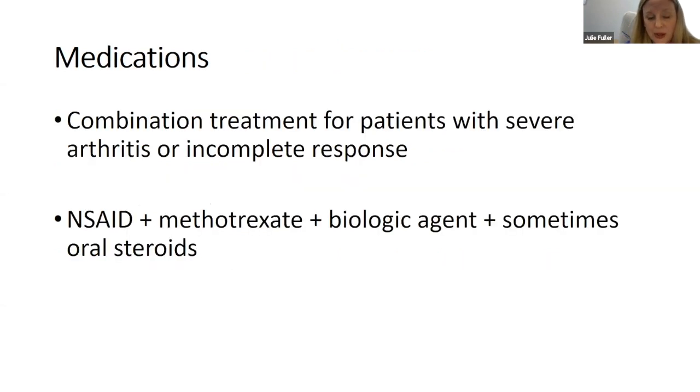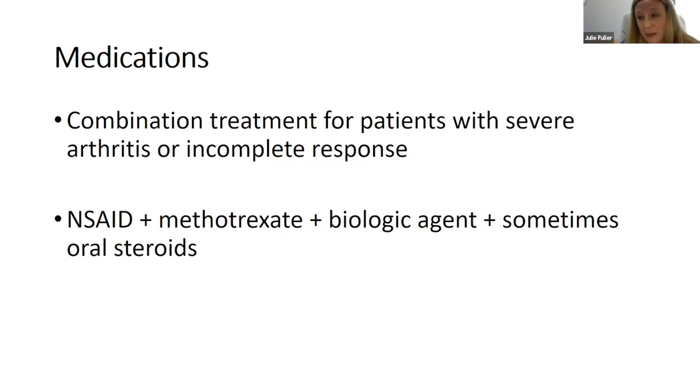And as I talked about already, combination treatment for patients with severe presentation, so those with bony erosions, those with RF or CCP positivity, or severe polyarticular presentation with multiple contractures, we recommend that up front, or any patient that has incomplete response to other therapies. So if they've been on NSAIDs and methotrexate and failed, we're going to add a biologic.